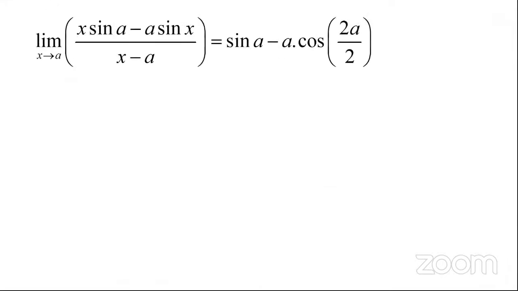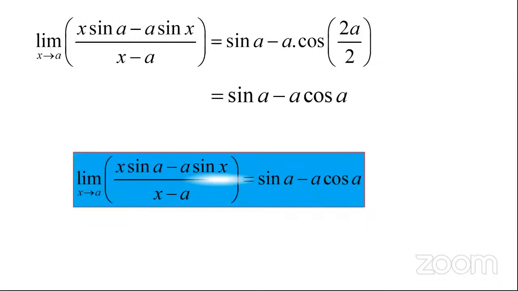Sin a minus a into cos 2a by 2. Then sin a minus a cos a. So this is the required answer.